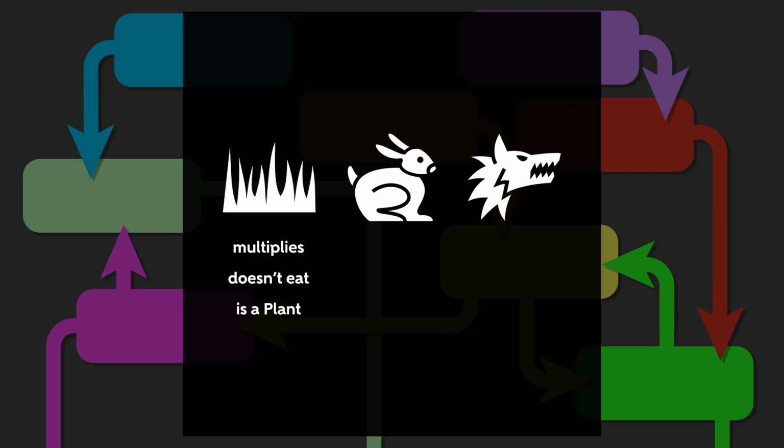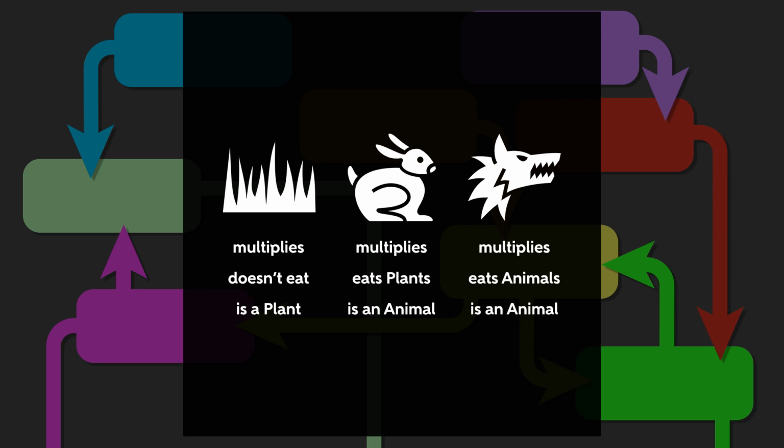Grass will multiply, and is a plant. Rabbits can multiply as well, but also need to eat plants. Rabbits are also considered animals. Wolves will multiply as well, and they will eat animals, and they are animals.